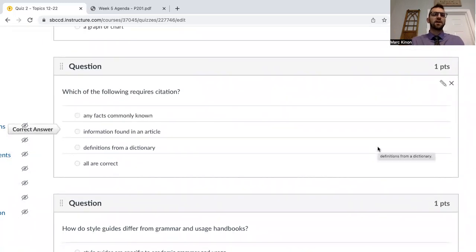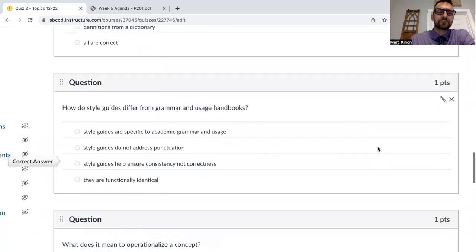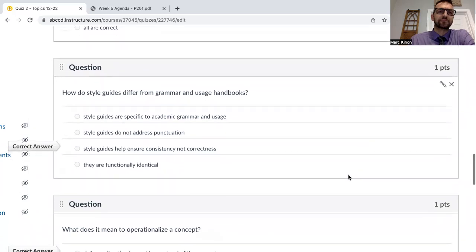Which of the following requires a citation? Information found in an article. And this is what we're about to go over. So this will be very helpful for you as you're putting your article summaries together. Literally, when you're doing these article summaries, you're not quoting anything. Never quote in APA style. Always paraphrase. And you could either use a narrative citation or a parenthetical citation, and we're about to go over that. But yeah, you're always citing.